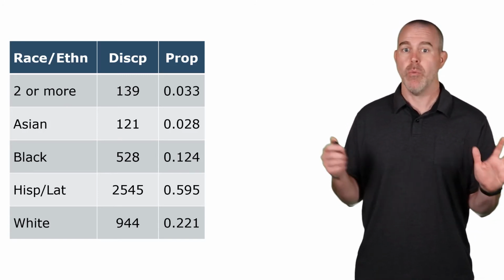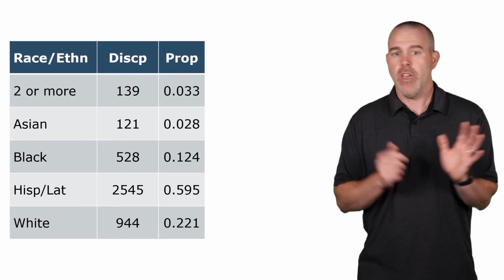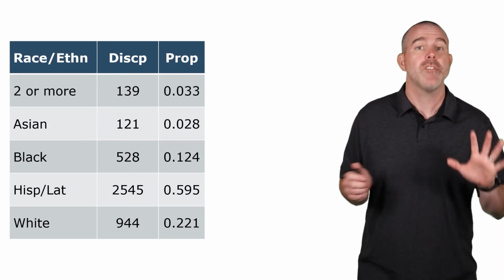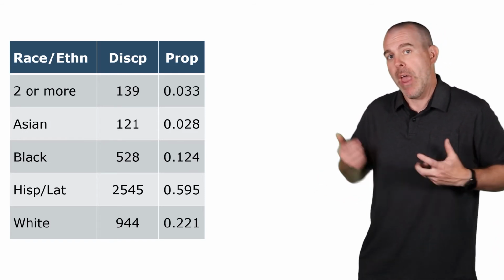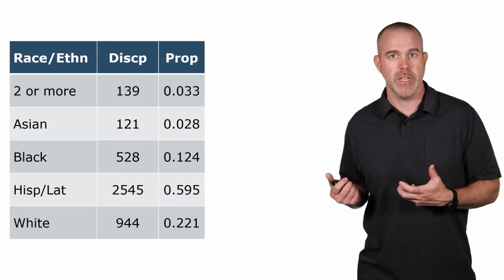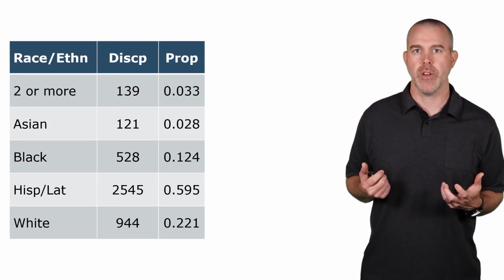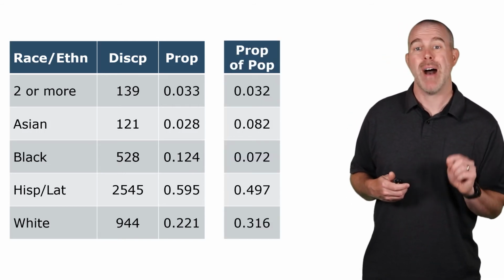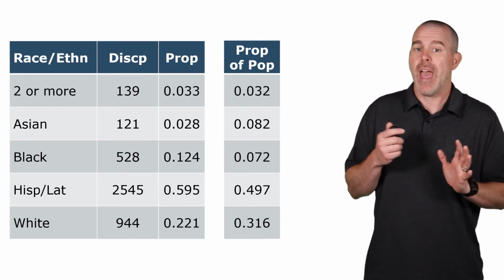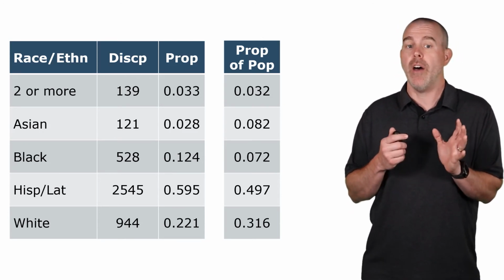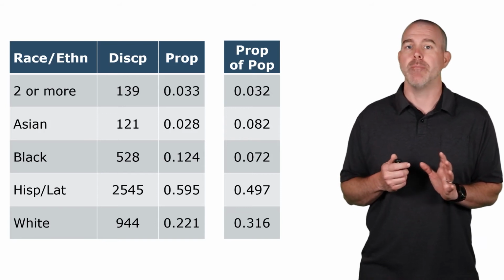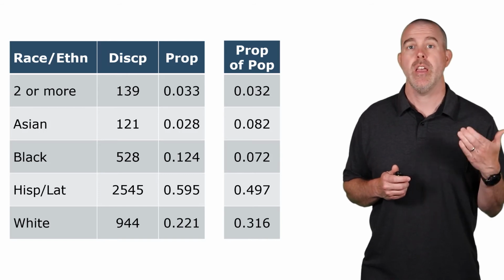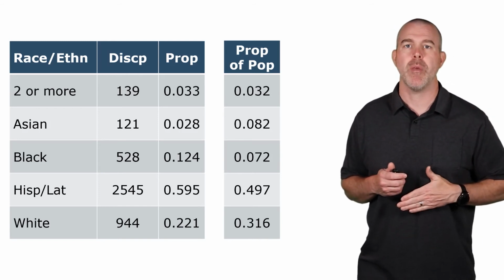Now, you might look at this and say, whoa, look at that, Hispanic Latinx are hugely disciplined, but maybe they're just a big part of this population, right? You have to be really careful. So what we want to do is compare these proportions, of those disciplined, what proportion are from each race or ethnic group, and then compare that to the population. So here's the proportion of the population, and you can see now we have some groups that are overrepresented and other groups that are underrepresented. So what we're going to do now is compute what we would expect as the count if the proportions followed the numbers from the population.